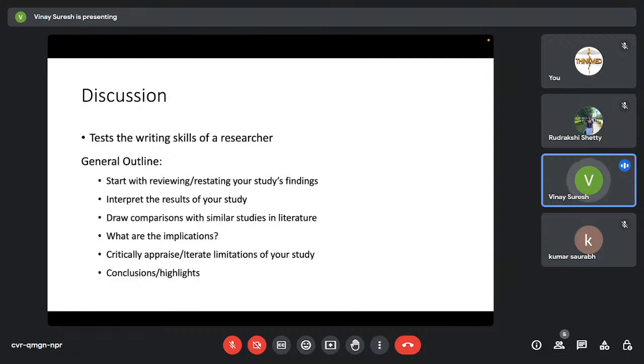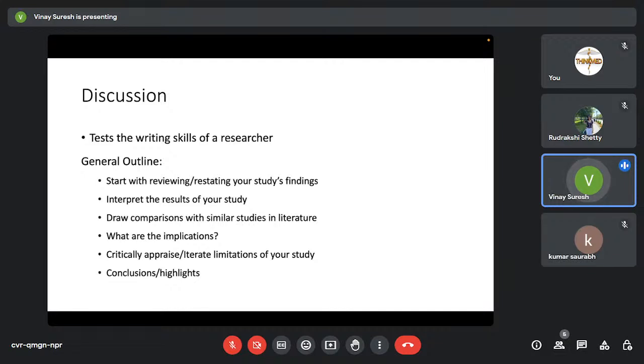Coming to the discussion, so discussion is one section that really tests the writing skills of a researcher. Even to this date, many researchers don't understand how a discussion section is actually written. So this general outline that I prepared would suffice for any discussion section that you would want to write. So I would suggest you screenshot this and refer to it in future if you're writing the discussion section.